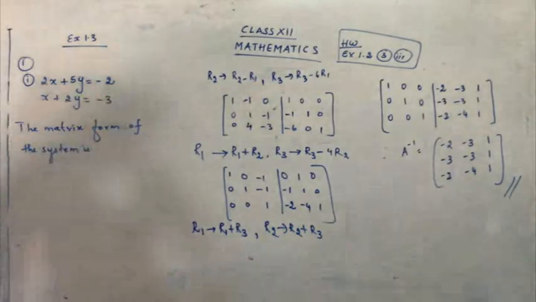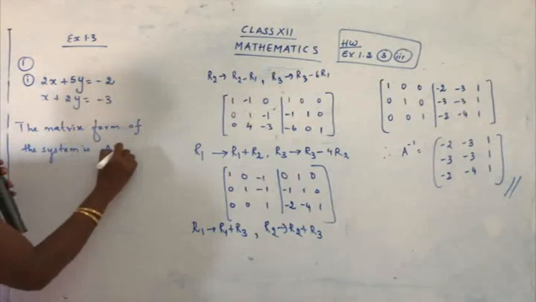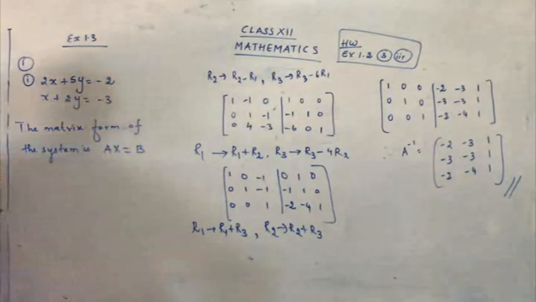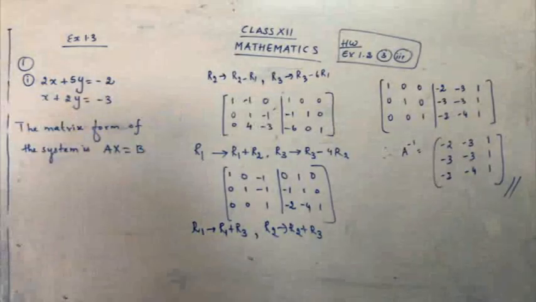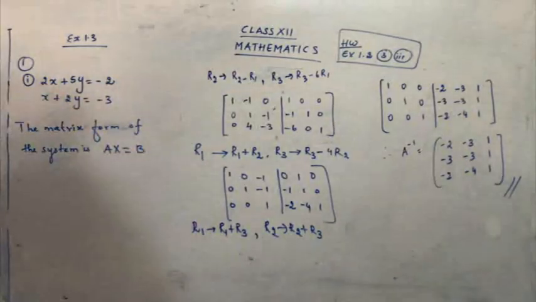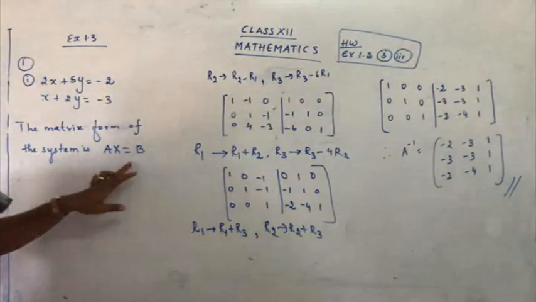What is the matrix form of the system? Ax is equal to B. Remember the matrix form. The matrix form is Ax is equal to B. It's not multiplication, I am just reminding you again. It's Ax is equal to B.